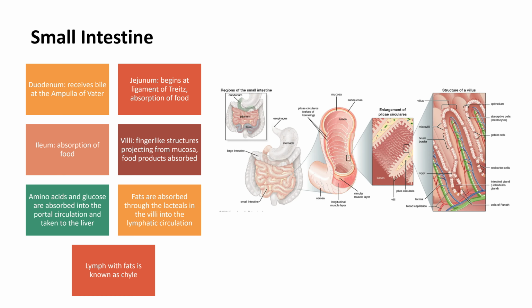Let's go into your small intestine. I always remember this by DJ Ill. So duodenum, jejunum, and your ileum. Your duodenum is a major organ of digestion, receives bile from the gallbladder at the ampulla of Vater for emulsification of fats, and digestive juice with enzymes from your pancreas. That's going to be lipase, amylase, and trypsin for you. Your jejunum is going to begin at your ligament of Treitz, designed for your absorption of your food.